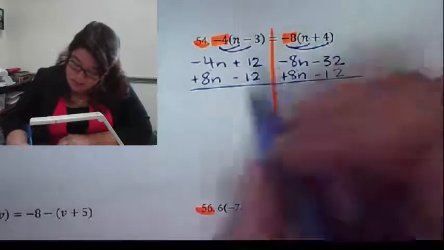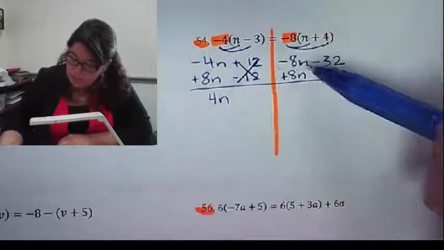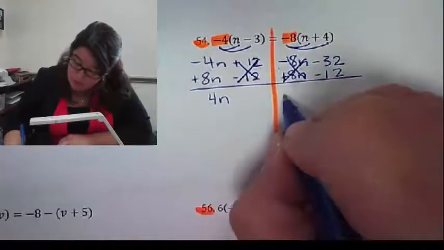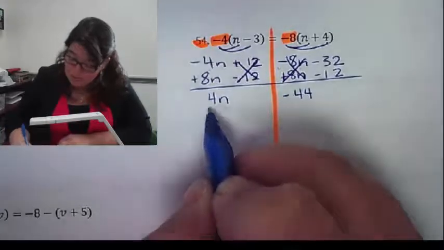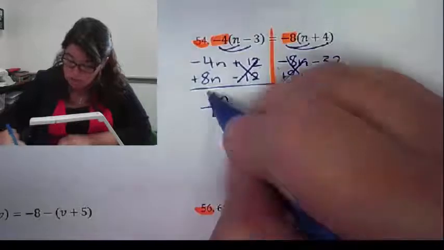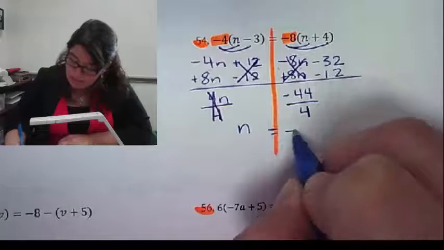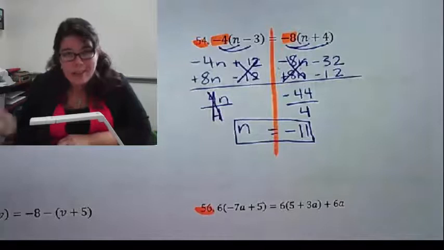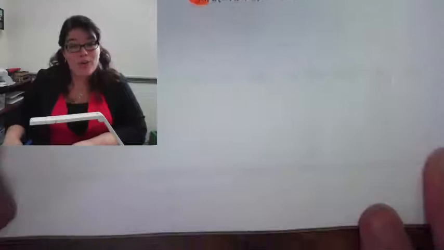-4 and +8 gives me +4n. +12 and -12 cancels. -8, +8 cancels. -32 and -12 gives me -44. Holla. That works out beautifully because now it's time to divide. Bam. Divide by 4 to get my n all alone because these are going to cancel. So I have n equals negative divided by positive is a negative. 44 divided by 4 is 11 and n equals -11. I got this. I hope you got it too. Let's do one more and then you're off to do the last 3 on your own.